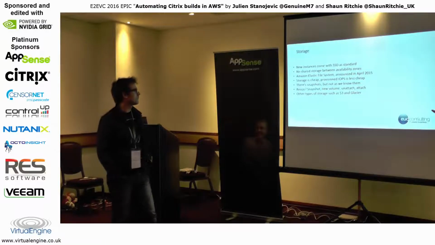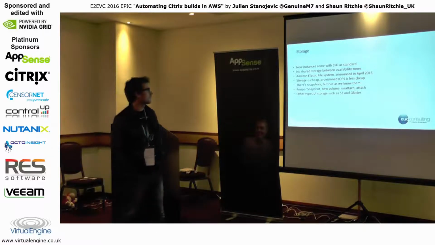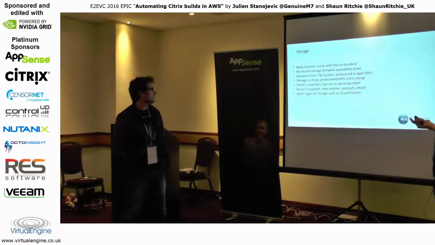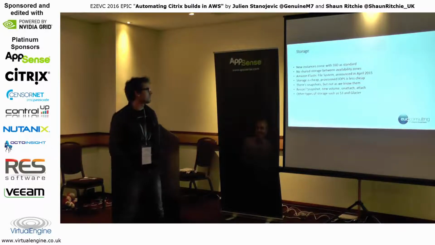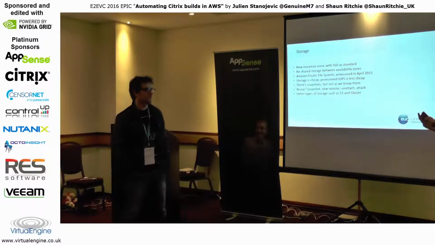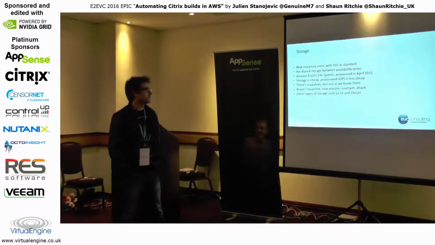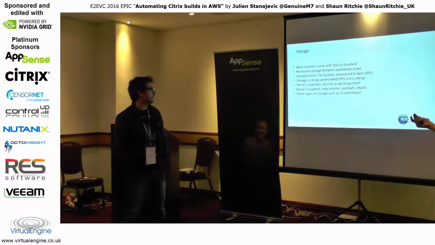Regarding storage in EC2, all the new instances now come with SSD as standard. There's no shared storage between the availability zones at the moment, and there's no shared storage at all, so you can't do anything like clustering. They are at some point going to be bringing out Elastic File System, which will allow you to do that. But it was announced in April 2015, and I haven't seen it since. It's only in preview in Oregon.